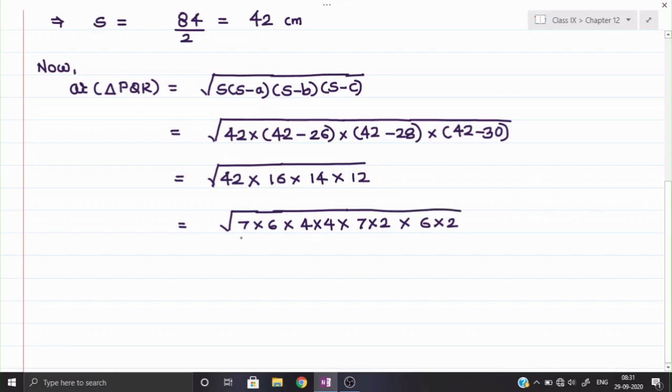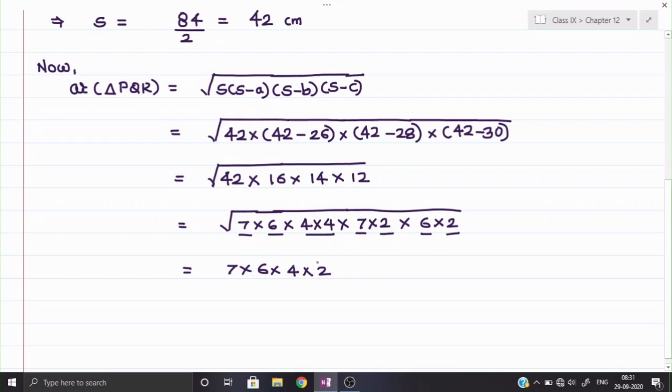Let me draw this once. Okay, so now see, one pair of 7 is complete, right? So I will write 7 outside. Similarly, one pair of 6 is complete, so 6 I will write outside. One pair of 4 is complete, so that also I will write outside. And one more pair of 2 is complete, so that also I will write outside.